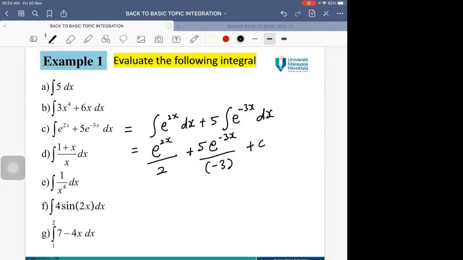And then you can simplify this: exponent 2x over 2 minus 5 over 3 exponent negative 3x plus c.